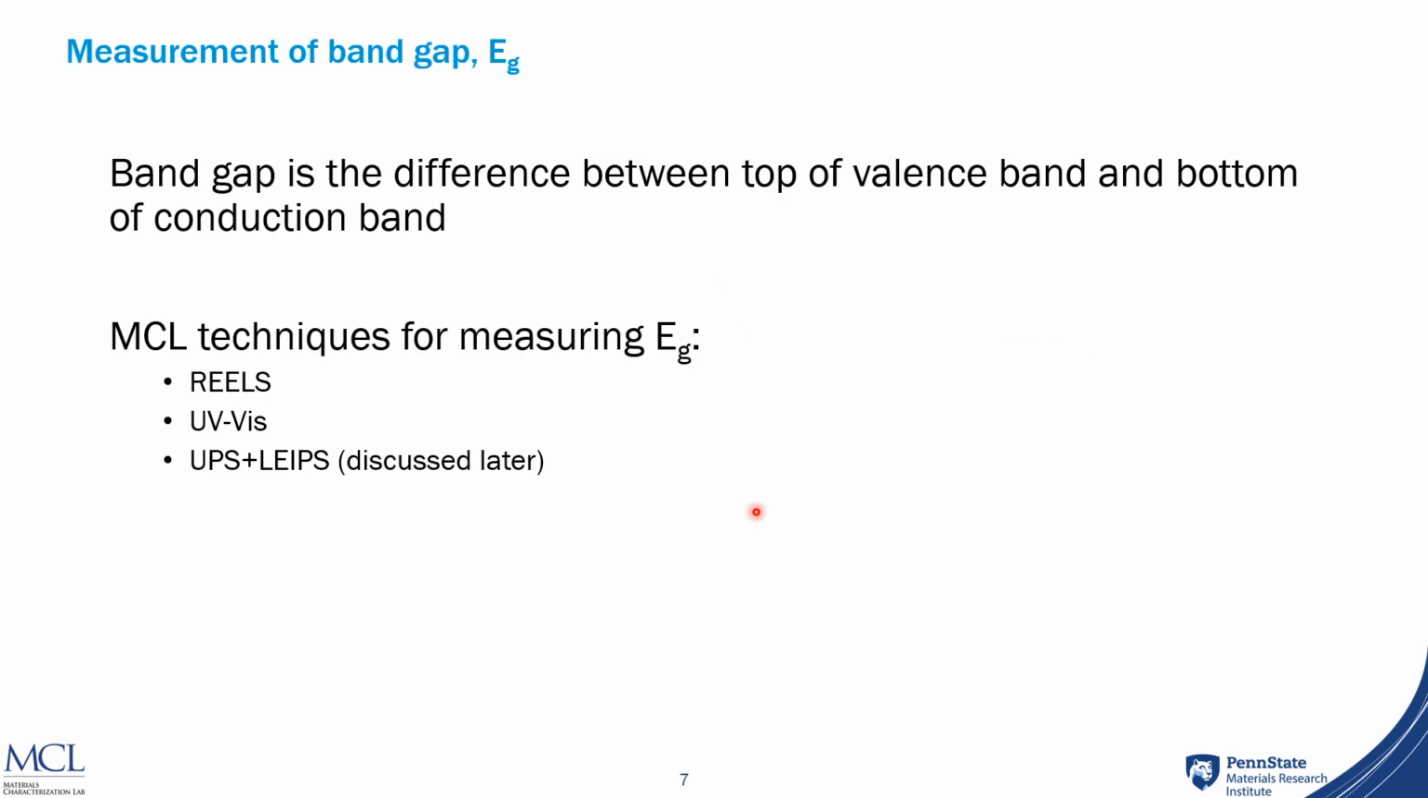So to measure the band gap, first of all, the definition of it is the difference between the top of the valence band and the bottom of the conduction band on a material. The techniques that we have available to us in MCL are REELS, reflection electron energy loss spectroscopy, and UV-Vis, ultraviolet-visible spectrometry, or we can combine 2 different techniques, ultraviolet photoelectron spectroscopy and low energy inverse photoemission spectroscopy, which we'll talk about later, to get band gaps for particular materials that have quite low band gaps.